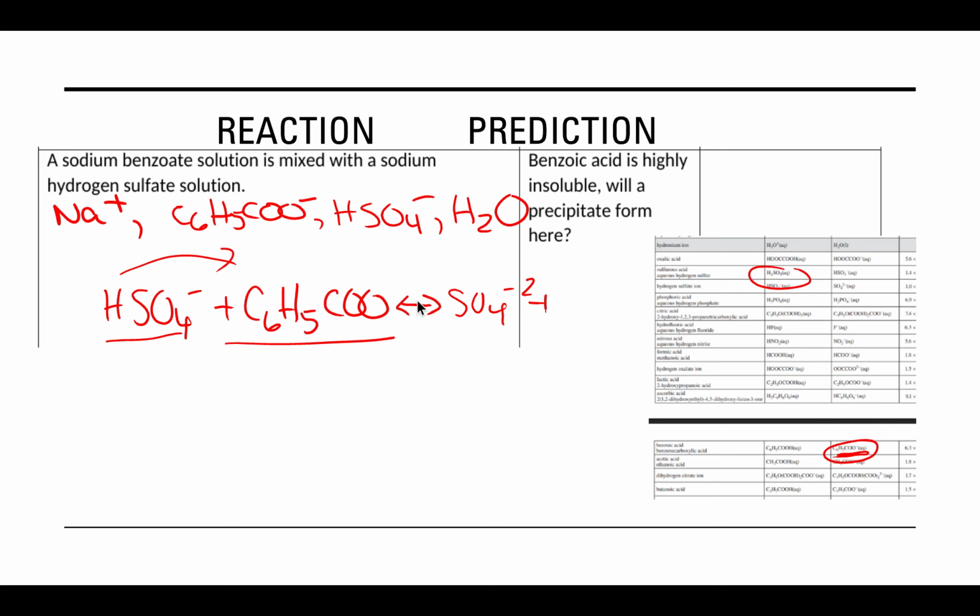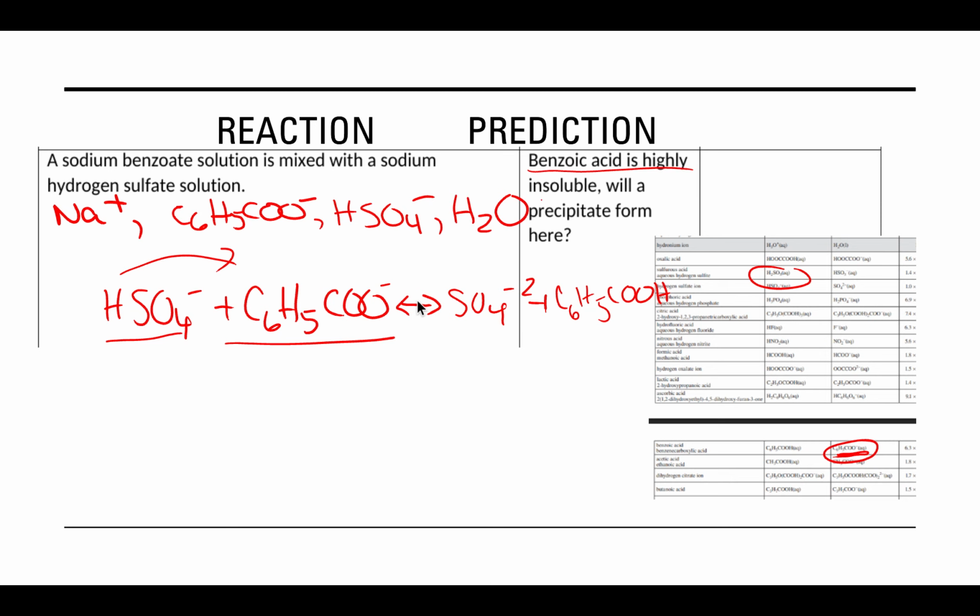And then that C6H5COO⁻, when it gains the hydrogen, it will become neutral. So that's what we have in terms of our predicted reaction. And now going to that information.